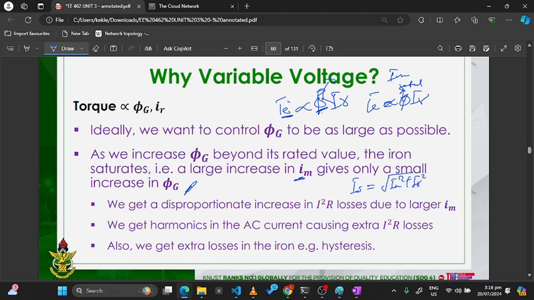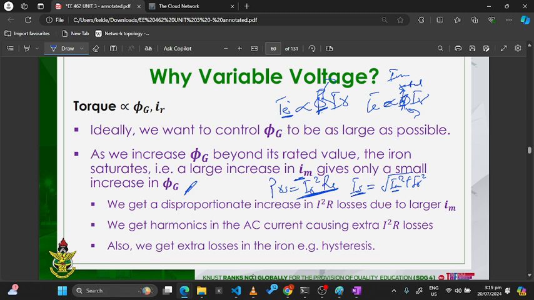So if you continue increasing Im in the hope of getting a high flux, and here's the case, it's no more increasing the flux significantly. It means this value here will keep increasing. Meanwhile, you are not getting a corresponding increase in this. Okay, and we saw that the stator loss is equal to Is squared times Rs. So that means you are going to be getting a lot of losses in your stator with just a very small flux being produced. Is that okay? And that is not worth it.